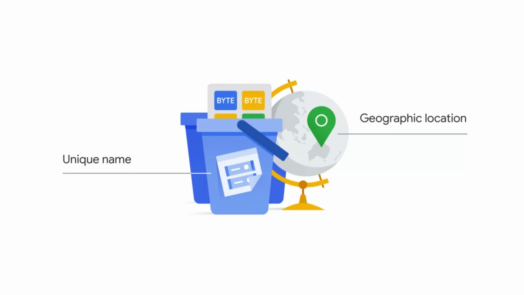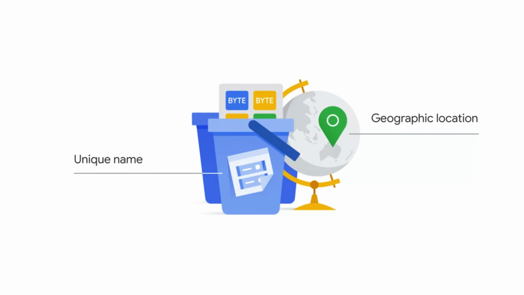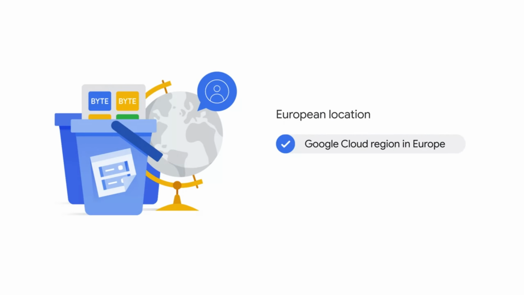A bucket needs a globally unique identifier and a specific geographic location for where it should be stored. And an ideal location for a bucket is where latency is minimized. For example, if most of your users are in Europe, you probably want to pick a European location, so either a specific Google Cloud region in Europe or else the EU multi-region.